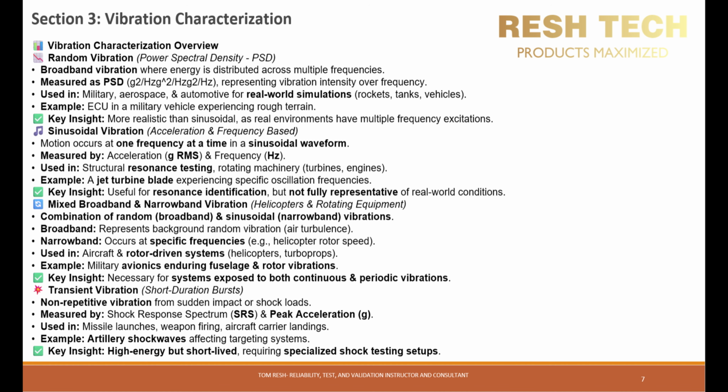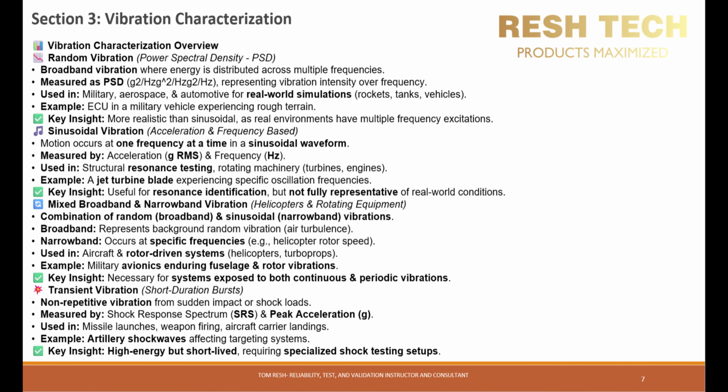The last example we will look at is transient vibrations, which are short duration bursts. It is a non-repetitive vibration event that occurs for a short duration, often due to an impact or sudden force application. It is typically measured as shock response spectrum (SRS), which defines how different components respond to transient inputs, and peak acceleration in G's peak, the highest force experienced during the shock exposure.